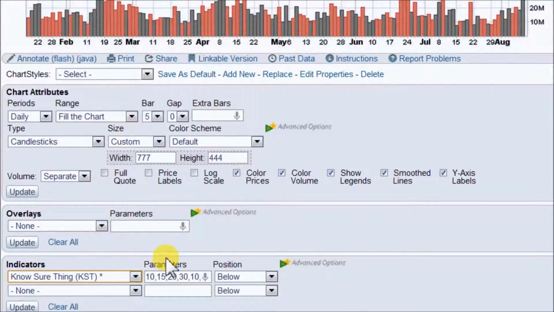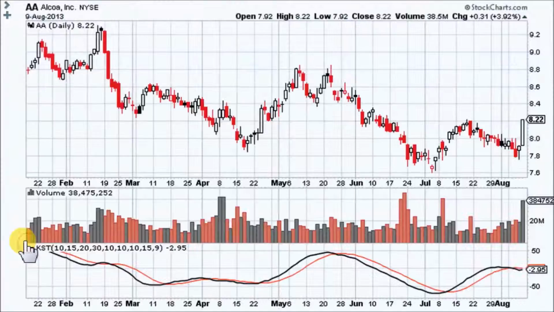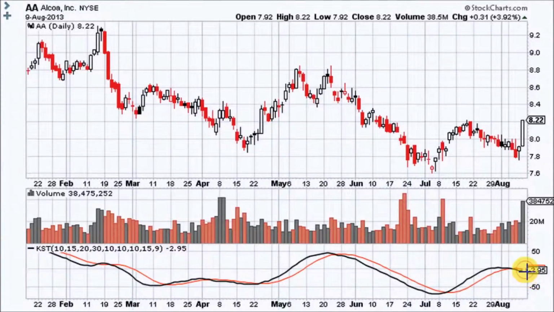Now remember that it's 4 different rate of change values that are combined and smoothed out. You can't see the settings all here, so let's just go ahead and click update. And as you can see, rate of change is set at 10, 15, 20, 30, 10, 10, 10, 15 with the signal line at 9, and the current reading is slightly bearish at minus 2.95, just below the zero line.